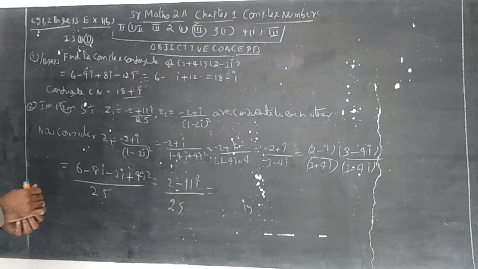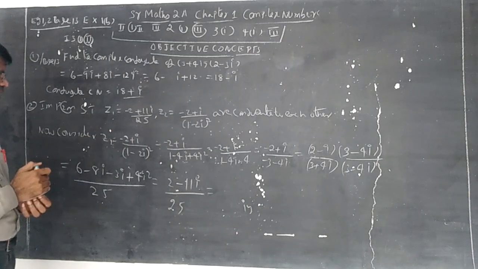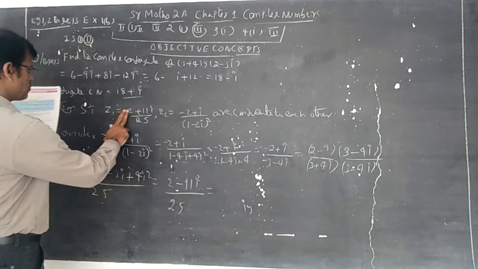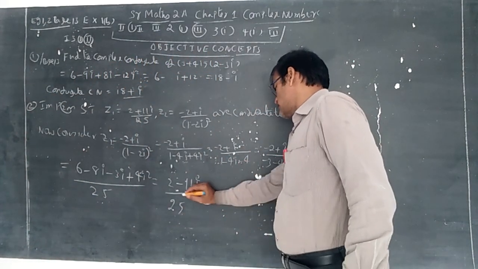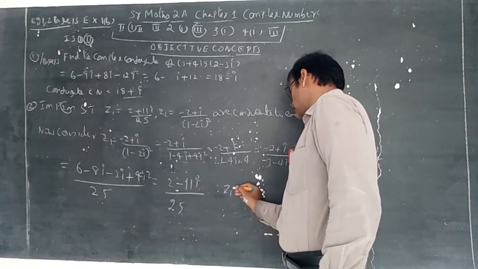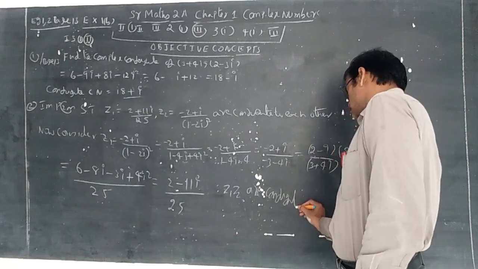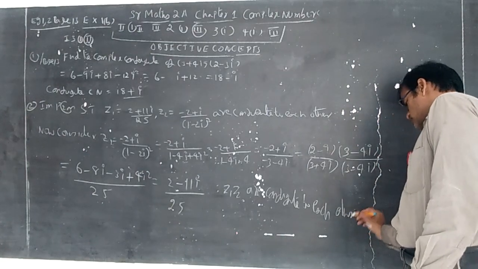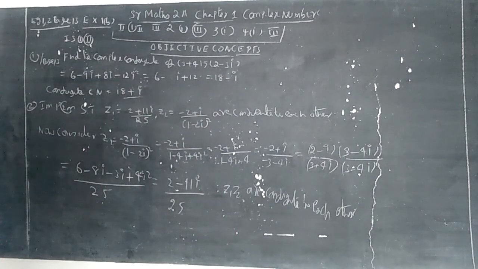We need to get the conjugate combination for whenever minus 2 is there. Minus 2 plus 11i, so we get minus 2 minus 11i. Once we verify, Z1 is given as minus 2 plus 11i. Now it is correct. Therefore, you can write Z1, Z2 are conjugate to each other. That's all.